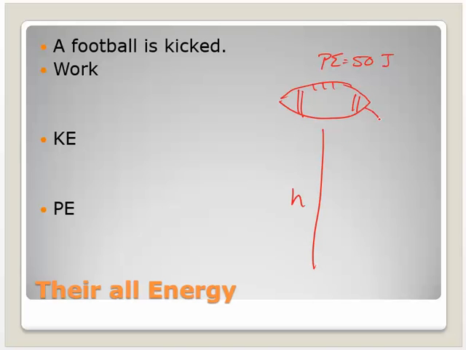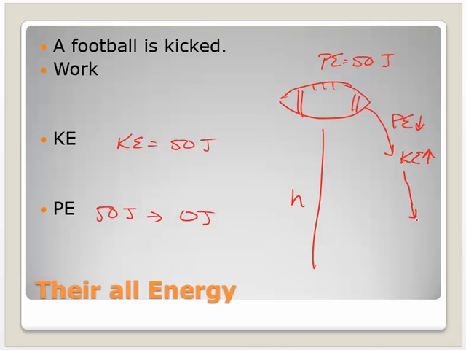Well, eventually this football's going to start coming back down. As it goes down, its potential energy is going to decrease, and its kinetic energy is going to start to increase because it's gaining velocity. So it starts off with 50 joules, and it's going to go to 0 joules of potential energy as it continues going down. Eventually, right before somebody catches it, its kinetic energy is going to max out at 50 joules.